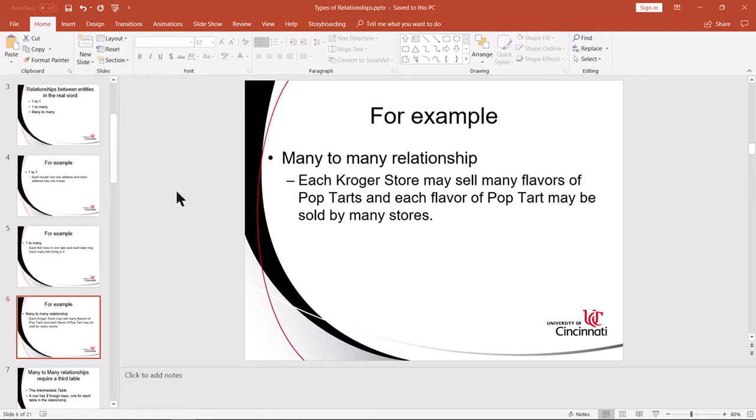You can think of a Kroger store in general as an entity, and a Pop-Tart flavor as an entity. Keep in mind, we're not talking about individual boxes of Pop-Tarts. We're just talking about the flavors that the Pop-Tarts may have. We're just interested in tracking what stores sell what flavors of Pop-Tarts and what Pop-Tarts are sold in which stores.